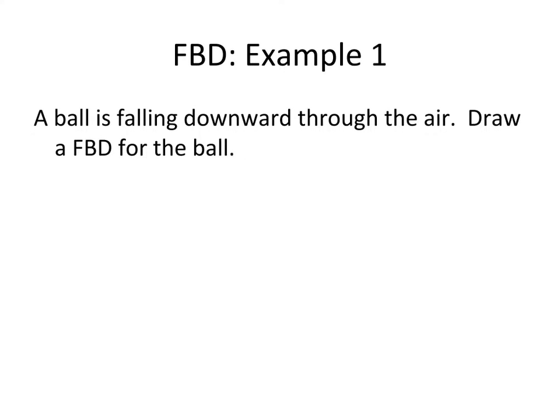Here's an example. A ball is falling downward through the air. Draw a free body diagram for the ball. So here's our ball. We don't have to draw the object. You can just draw a dot to represent the center of the object if you want. In this case, it's not too tough to draw. We have the force of gravity acting downward on the ball, and we have the force of air resistance acting up on the ball. So we can just label that F sub air.